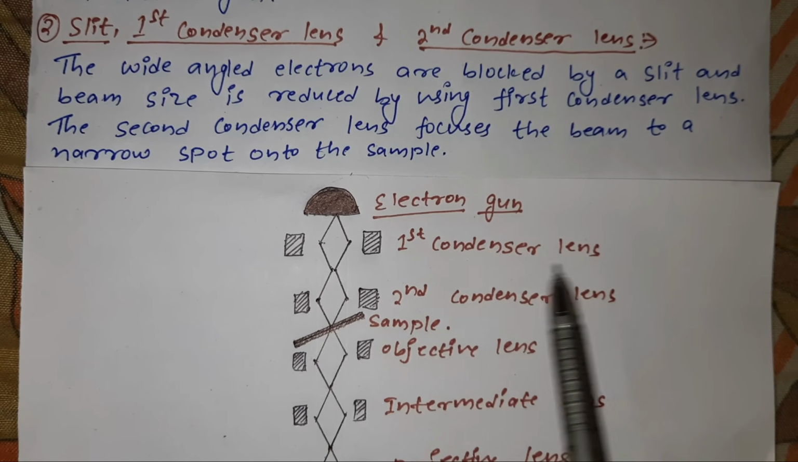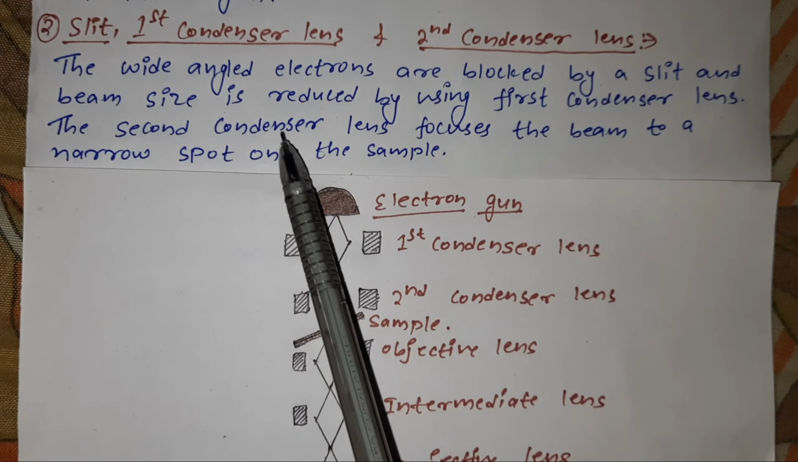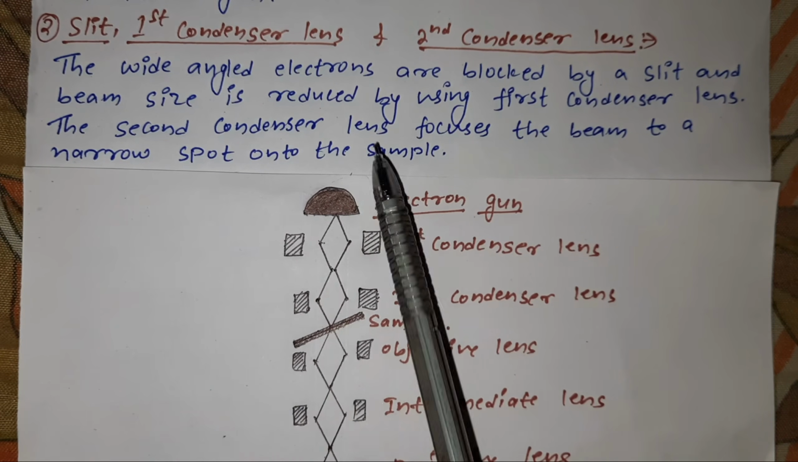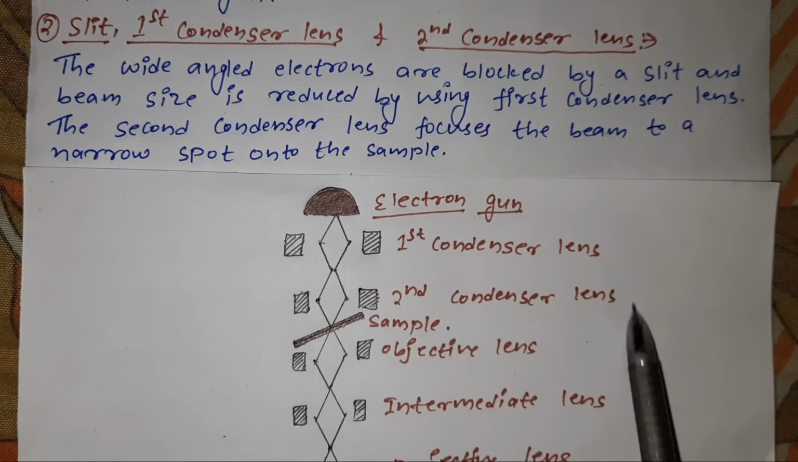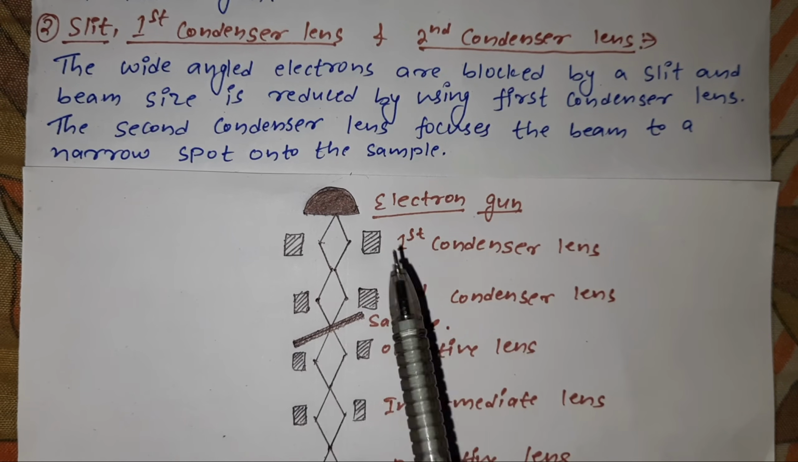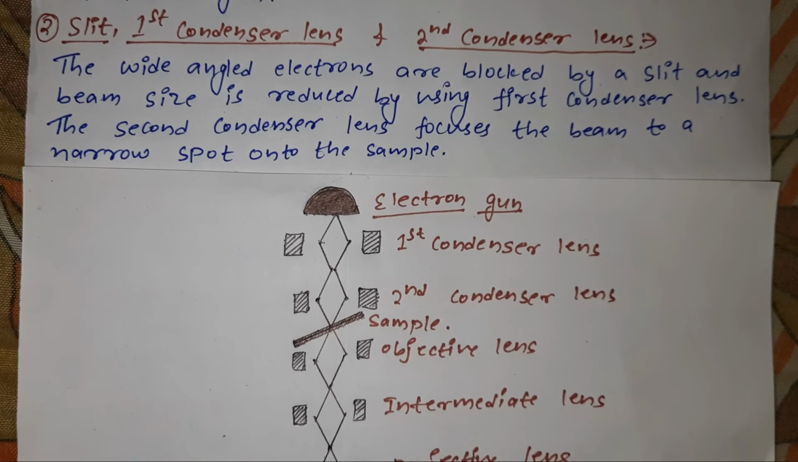Now this first condenser lens will reduce the beam size and the second condenser lens focuses the beam to a narrow spot onto the sample. This is the second condenser lens. This will focus the electrons to a narrow spot on the sample. Now remember one thing, condenser lenses are electromagnetic type.